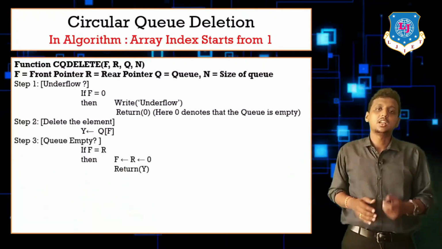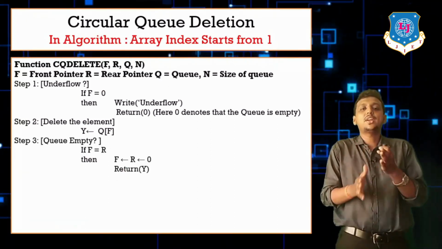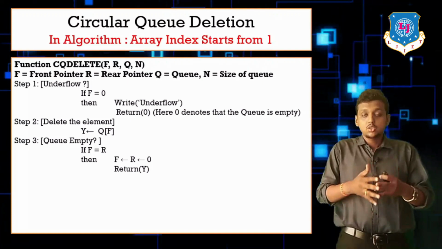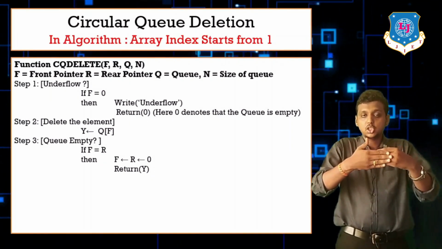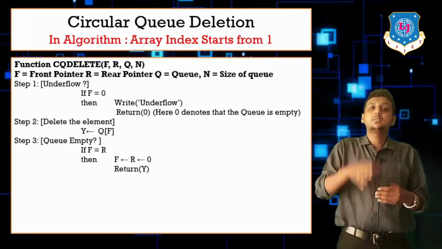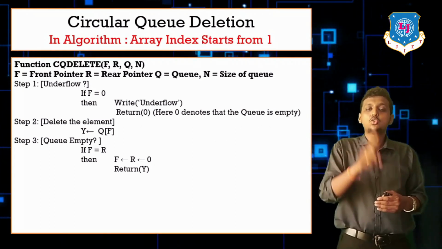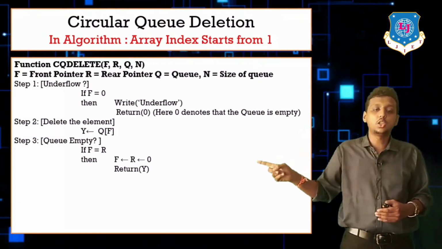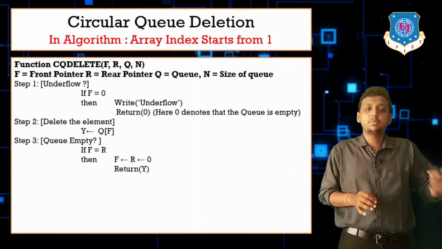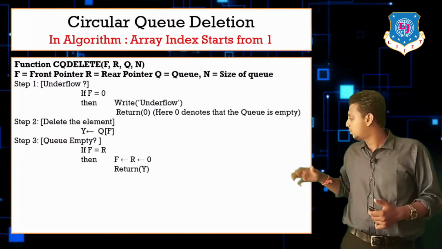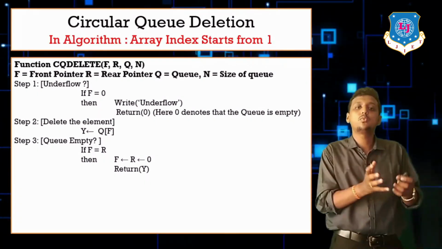Step number 3: check whether F and R are at the same position or not. Students, if your F and R are at the same position, then the Q becomes empty. So you just need to move F and R to 0. This is again the same as the previous one, and you just need to return the value of Y.